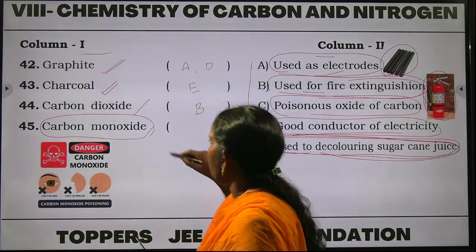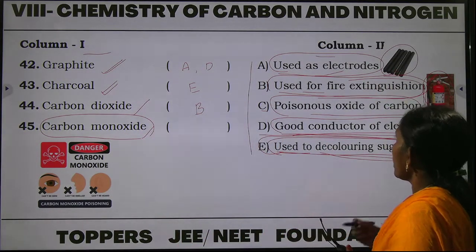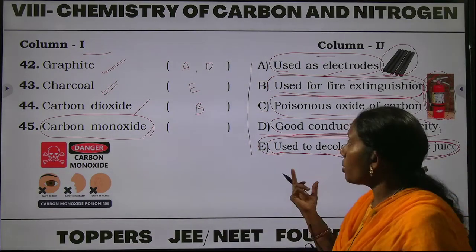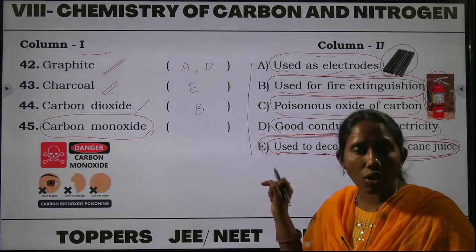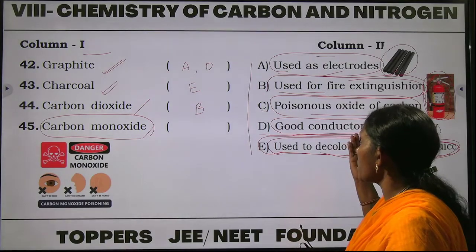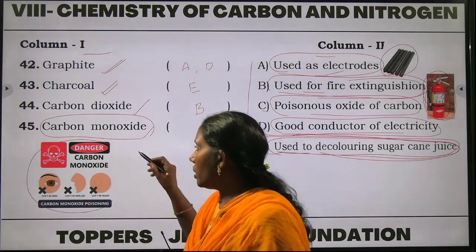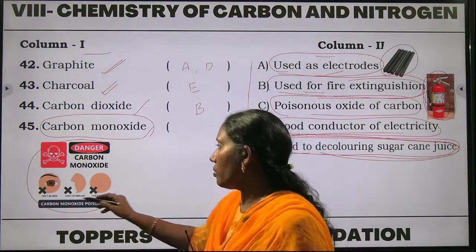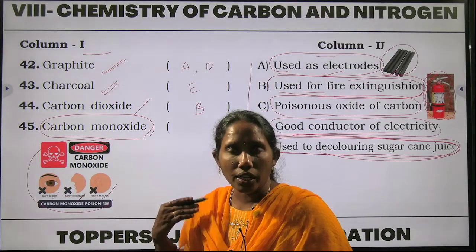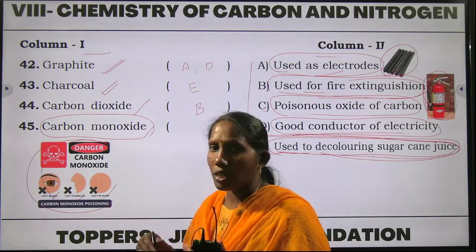Carbon monoxide. Carbon monoxide is not used as an electrode and it is not used as a fire extinguisher. Carbon dioxide is used as the fire extinguisher. Carbon monoxide is a poisonous gas. We already discussed this topic in the previous session. See, carbon monoxide, if you inhale it, we cannot see it, cannot smell it, and cannot hear it. So it is a poisonous gas. We are not supposed to inhale it.